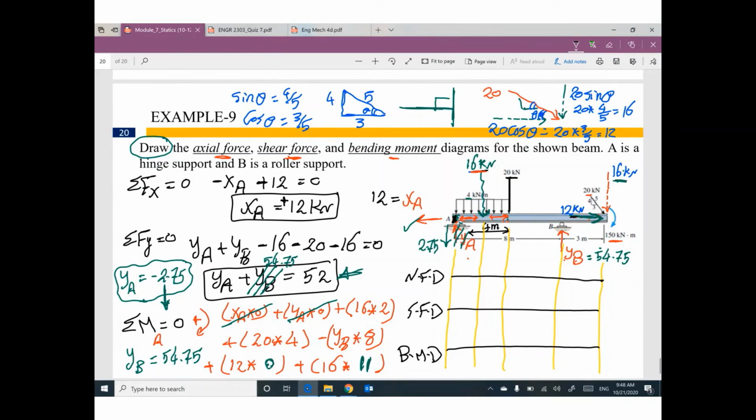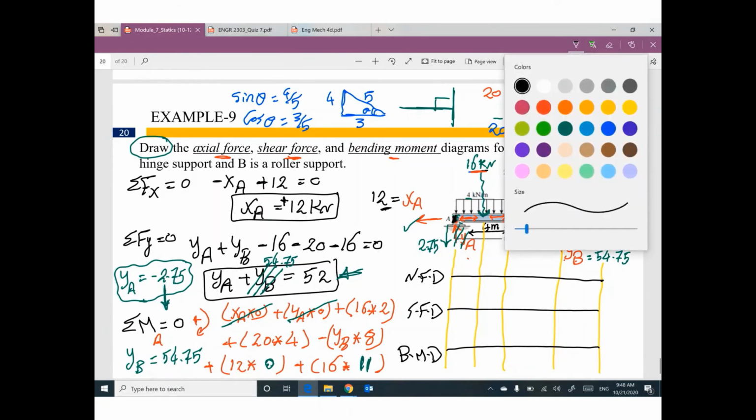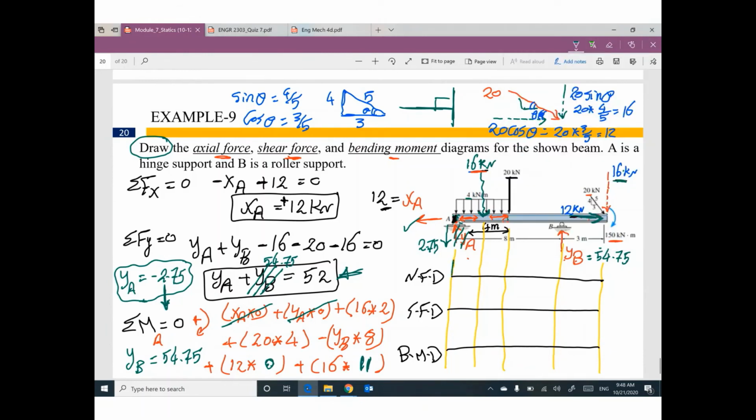Yes, I have. How much? 12. Is this force pulling or pushing the beam? Pulling. So it's tension. Tension means positive. So I have a positive diagram. How much? 12. Positive. I am done. Very simple. And the answer is more simple.